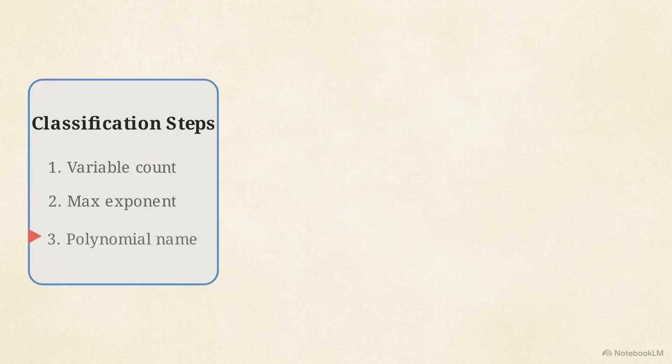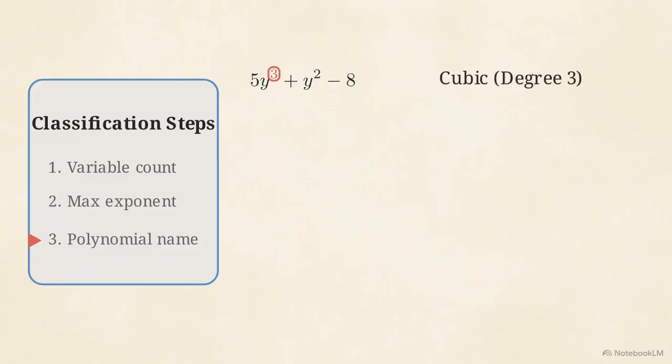When we work with expressions containing only one variable, known as univariate polynomials, we classify them by their highest power. We do this in 3 steps: confirm there is only one variable, locate the largest exponent, and name the degree. An expression like 5y cubed plus y squared minus 8 has a highest exponent of 3, making it a cubic polynomial. An expression peaking at a squared variable is quadratic.